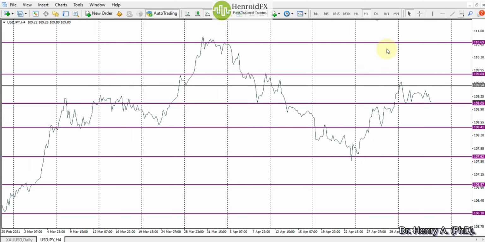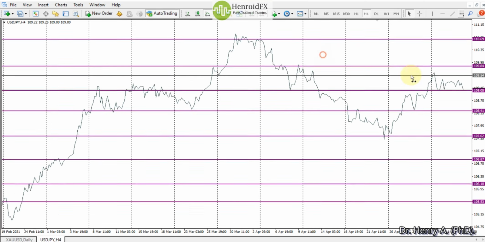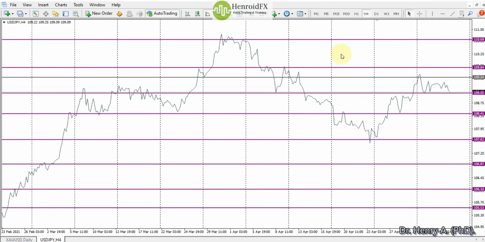So having done all this, you can now begin your strategy, whatever strategy you want to put in. Either you use indicators or you use pure price action, whichever one. But this is how you go about that.